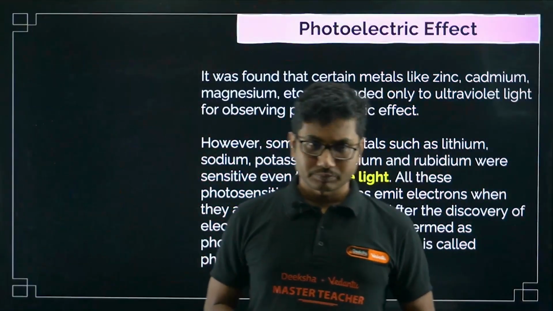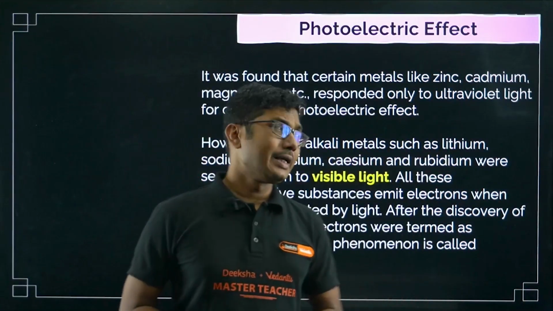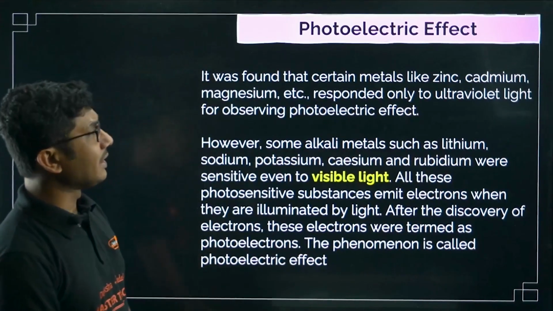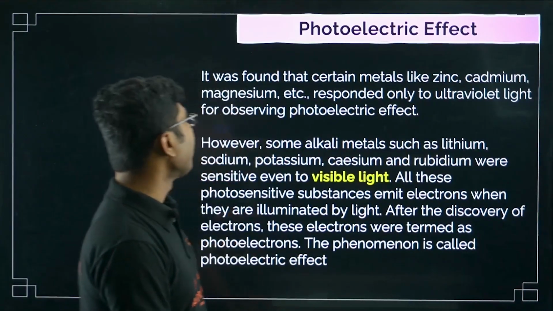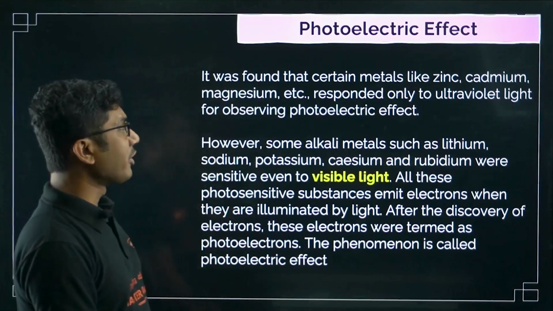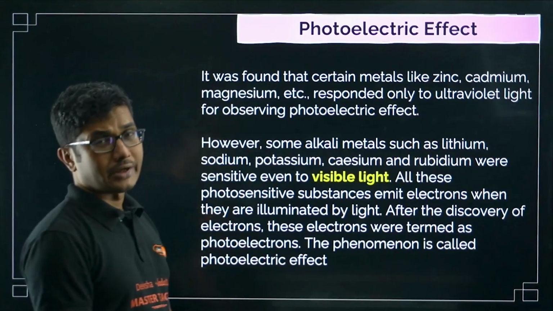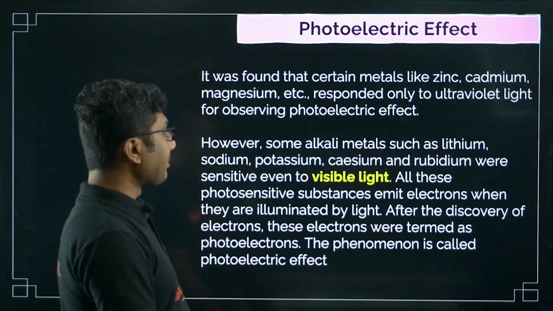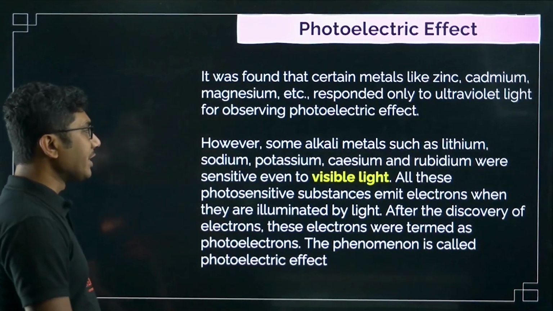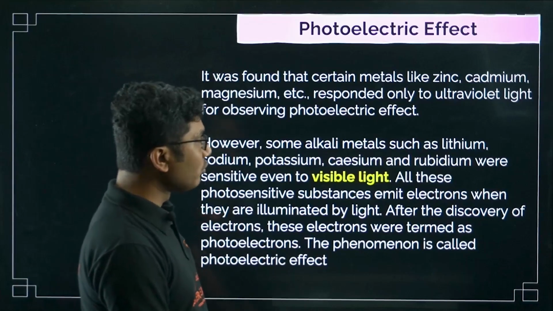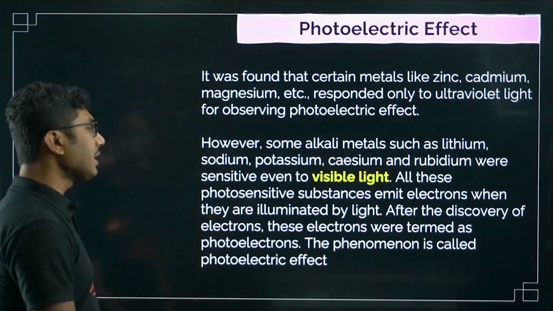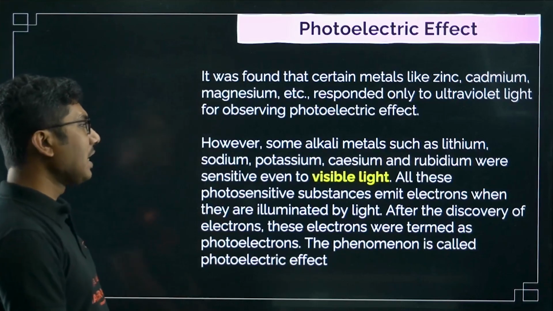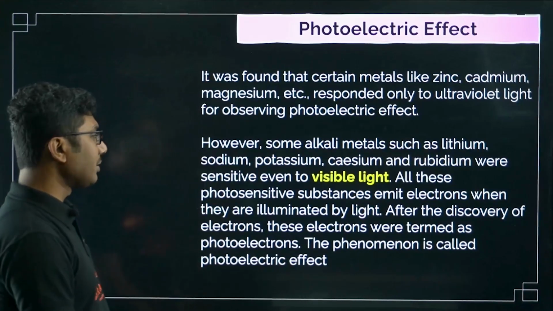Now let us go through the next part of our lecture, that is photoelectric effect. It was found that certain metals like zinc, cadmium, magnesium, etc. responded only to ultraviolet light for observing photoelectric effect. However, some alkali metals such as lithium, sodium, potassium, cesium and rubidium were sensitive to even visible light. All these photosensitive substances emit electrons when they are illuminated by light.